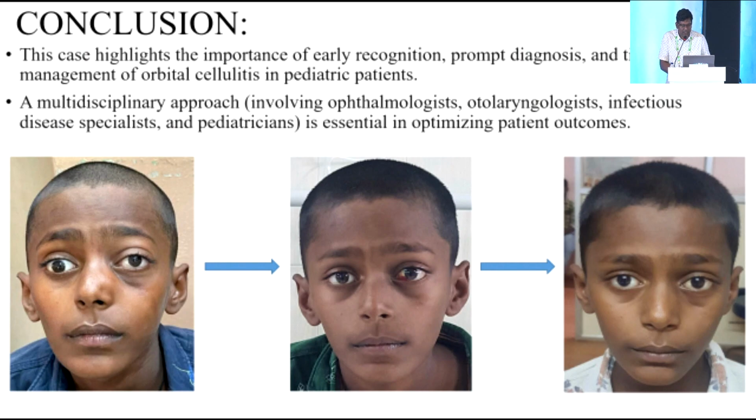Lastly, the conclusion is that early recognition, prompt diagnosis, and timely intervention of orbital cellulitis is most important in pediatric patients, and it always needs a multidisciplinary approach involving ophthalmologists, ENT specialists, ID specialists, and pediatricians.